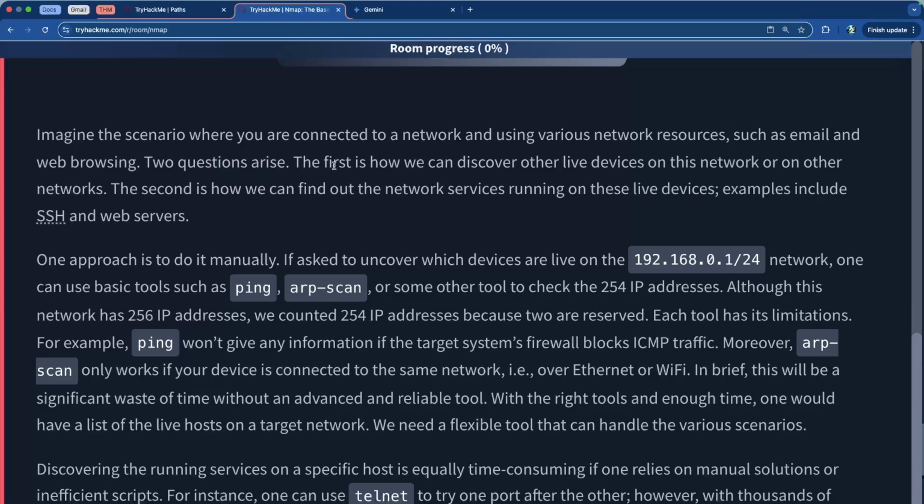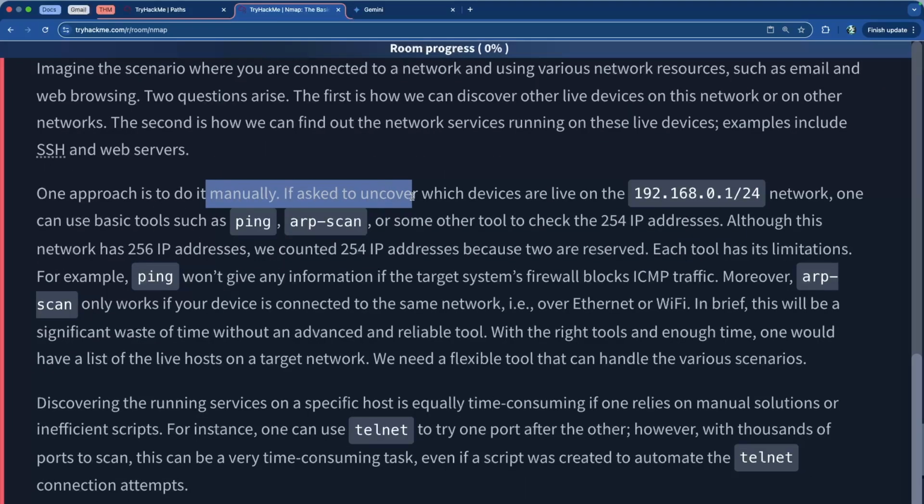There are 2 questions that come up. The first is, how can we discover other live devices on this network or on other networks? And the second is, how can we find out the network services that are running on these live devices, for example, including SSH and web servers? So if you want to find out if they have web servers running or if they have secure shell open, and so on and so forth.